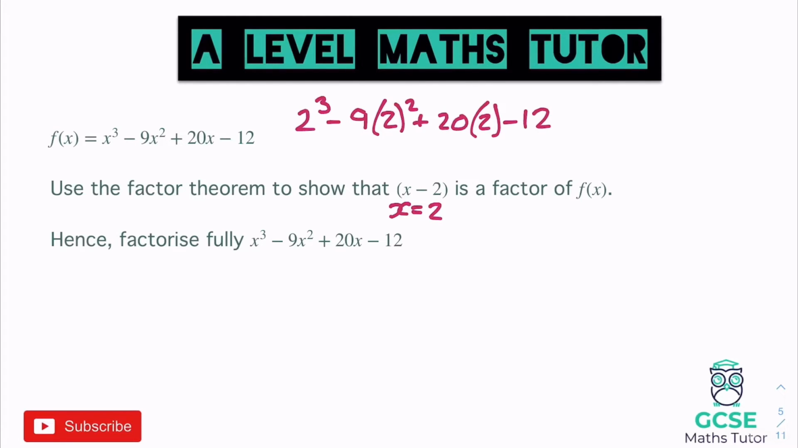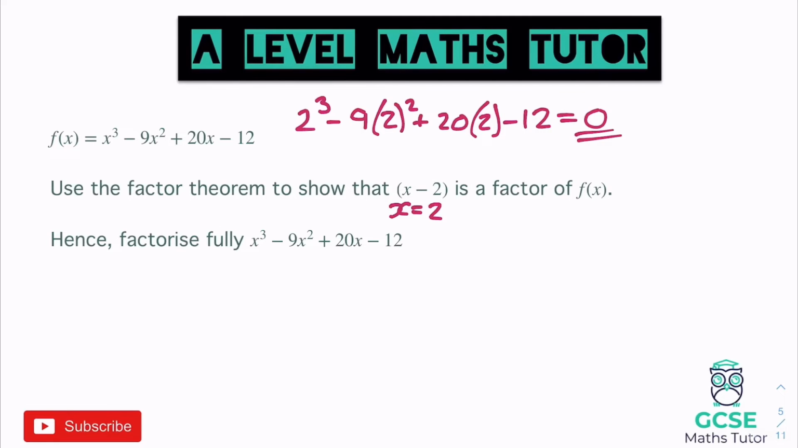I'm just going to type that into the calculator as I've written it. So 2 cubed, take away 9 lots of 2 squared, plus 20 lots of 2, which is 40, and then take away 12. There we go, and it equals 0 on the calculator. So that all equals 0, so therefore it must be a factor. Now obviously the new bit that we're going to have a look at is showing that x minus 2 is a factor and using that to factorise it.